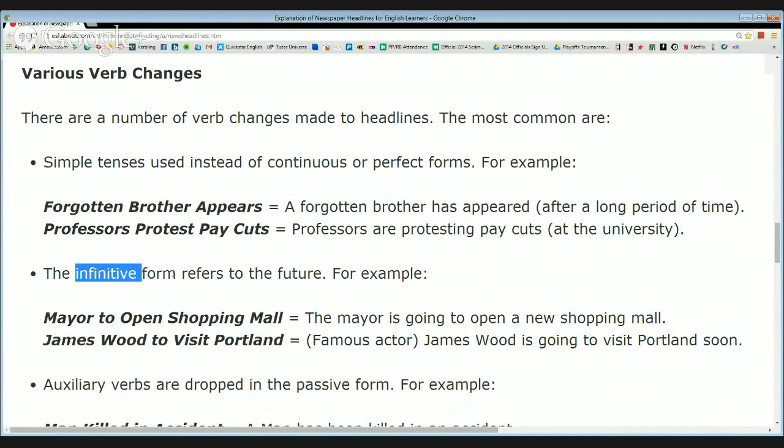And the infinitive form refers to the future. For example, "Mayor to open shopping mall" instead of "Mayor is going to open a new shopping mall." "Famous actor James Wood to visit Portland" instead of "Famous actor James Wood is going to visit Portland soon." So something that's going to happen in the future will be shown with the infinitive form instead of the future tense. Okay?